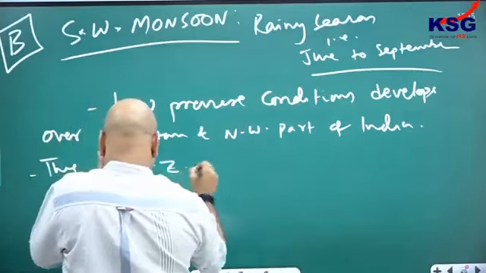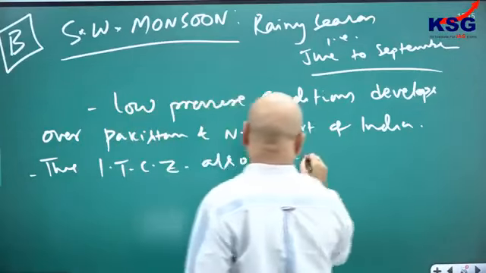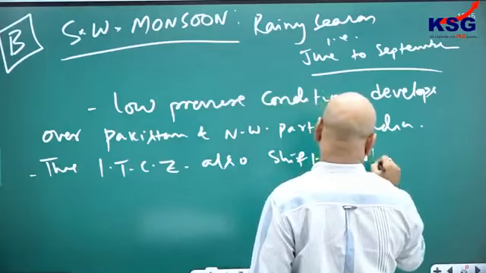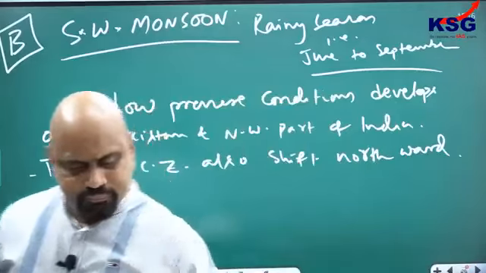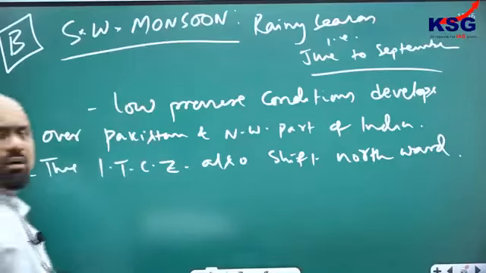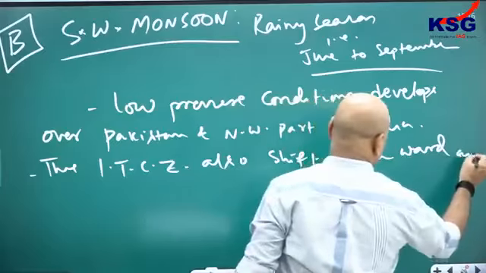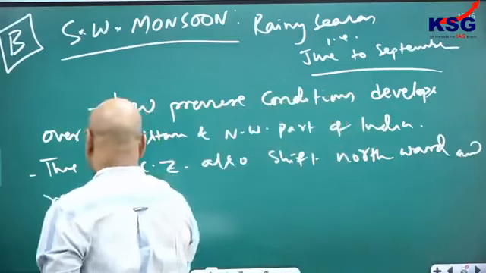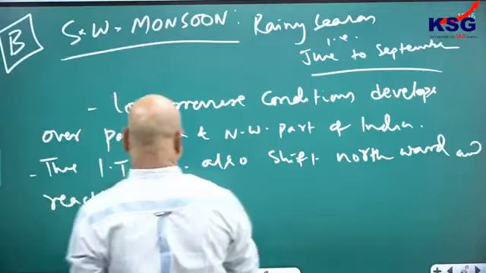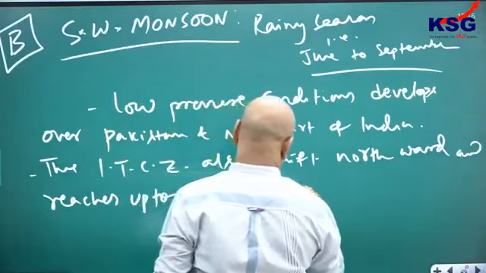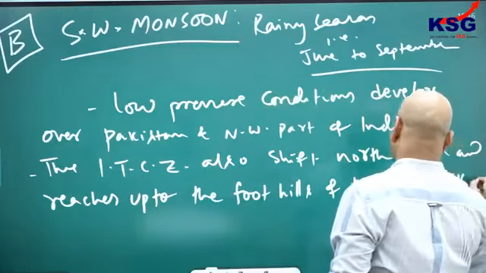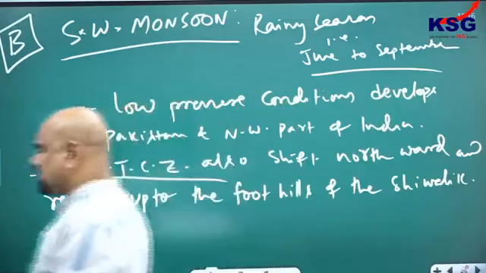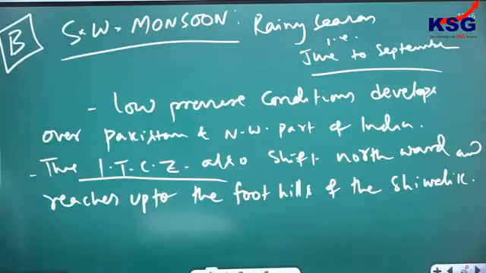The ITCZ, the intertropical convergence zone, also shifts northward. The ITCZ also shifts northward, and reaches up to the foothills of the Shivalik. The ITCZ moved northward and reaches up to the foothills of the Shivalik. शिवालिक की फुटहिल तक आ जाएंगे. Then what happened? Let us see.